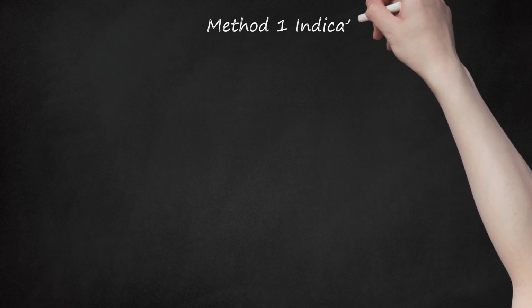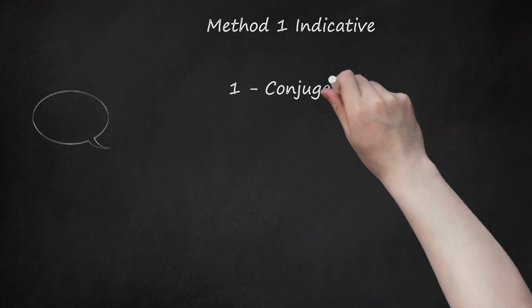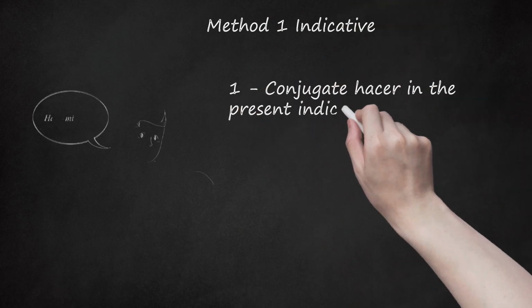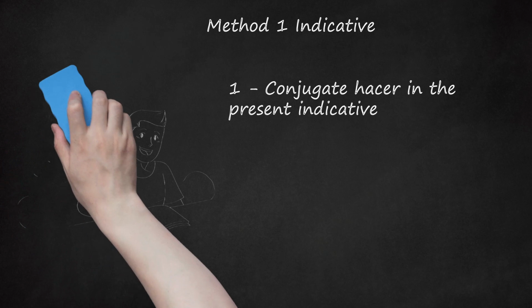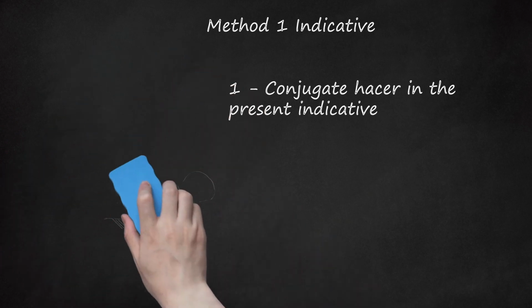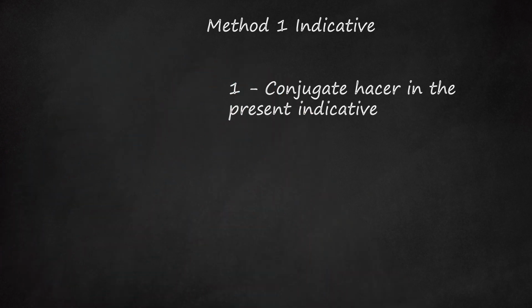Method 1, Indicative. 1. Conjugate hacer in the present indicative. The present indicative is the simplest, most common verb form and is used to talk about something one is currently doing. Example, I do my homework, hago mi tarea. Yo, hago. Tú, haces. Él, ella, usted, hace. Nosotros, as, hacemos. Vosotros, as, hacéis. Ellos, ellas, ustedes, hacen.